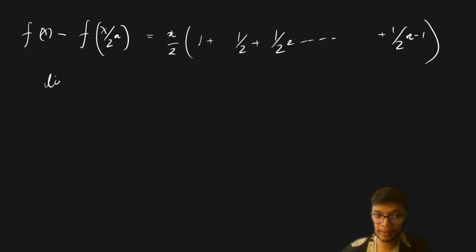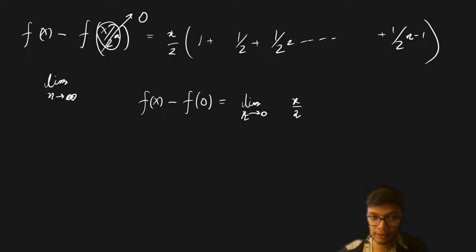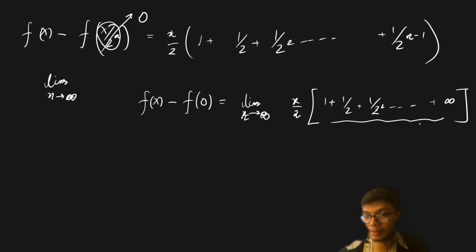Now if I take the limit where n tends towards infinity, then this particular term will vanish towards 0, right? And in this case you will get the result f of x minus f of 0 equals the limit n tending towards infinity of x by 2 into 1 plus 1 by 2 plus 1 by 2 square and so on up to infinity, right? Which is nothing but the sum of an infinite GP.